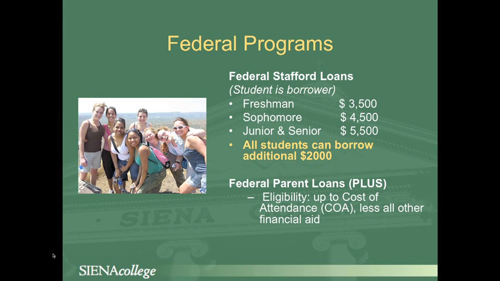Another loan option through the federal government is the Federal Parent Plus loan. Eligibility for the Federal Parent Plus loan is determined by taking the cost of attendance less all other financial aid. There is a credit check for parents applying for a Federal Parent Plus loan.